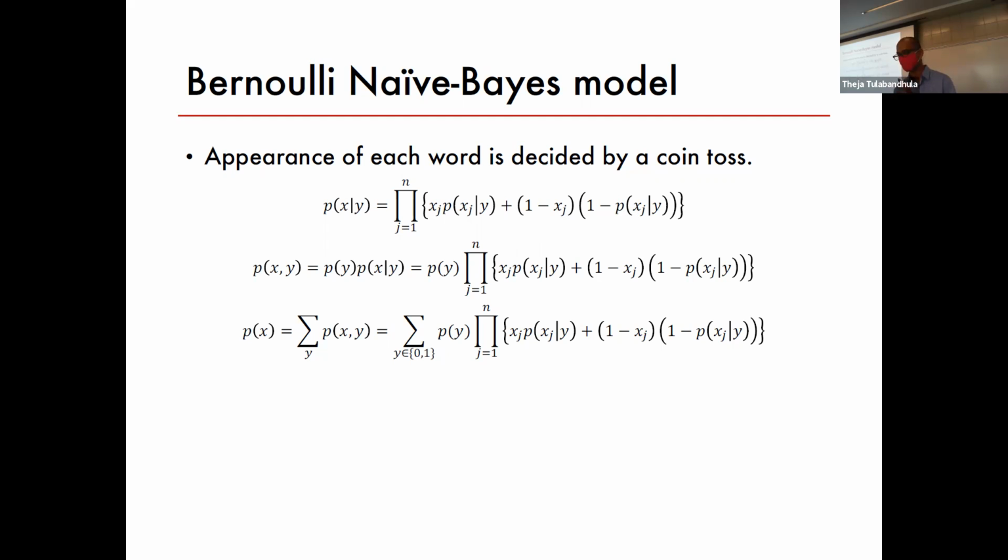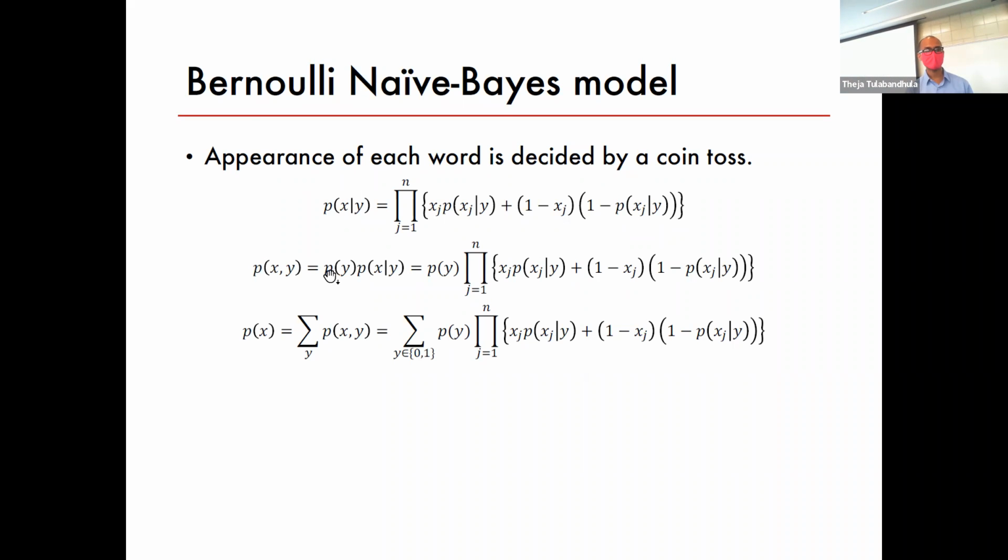Sorry, when I said that, I just meant when xj is 1, this term will remain. When xj is not 1, then this term will remain. So for every xj, the generic term is this. Either xj is 1 or 0. If xj is 1, then only this term remains. When xj is 0, only this term remains. Okay, I guess that's clear. We have done it several times.